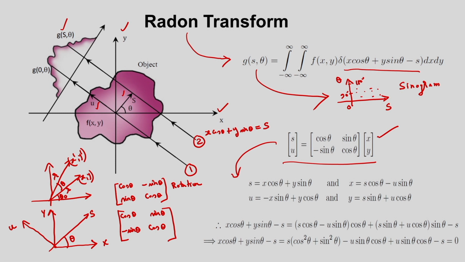So that I want to verify. x cos theta plus y sin theta minus s should be equal to 0. If I put in the value of x and the value of y, then after some simplification I am getting 0. That means my equation is correct. The equation x cos theta plus y sin theta minus s equal to 0 is the equation of line number 2.